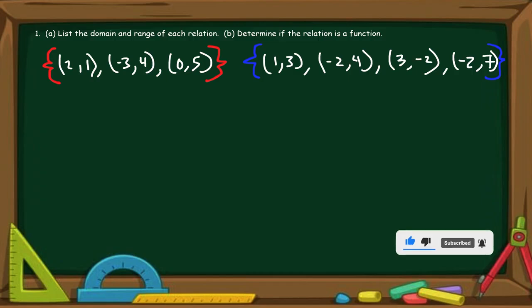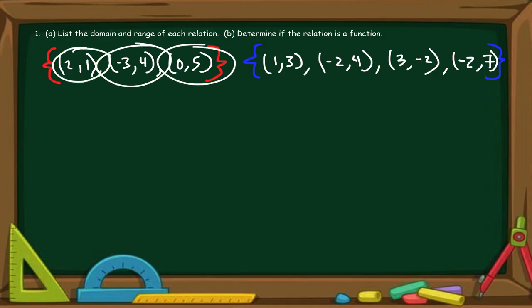Let's get started. In this video, we're going to focus on relations and functions. So what is a relation? A relation is a set of pairs of input and output values. Here, we have three ordered pairs in the first relation on the left. The x value is the input value. The y value is the output value. The x values are associated with the domain of the relation. The y values are associated with the range of the relation.